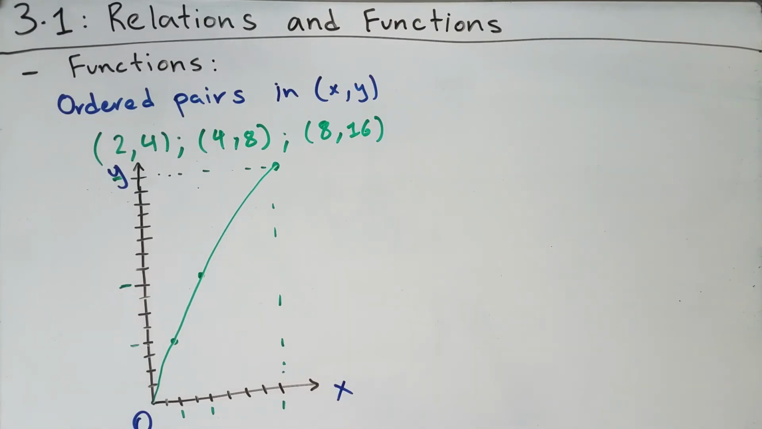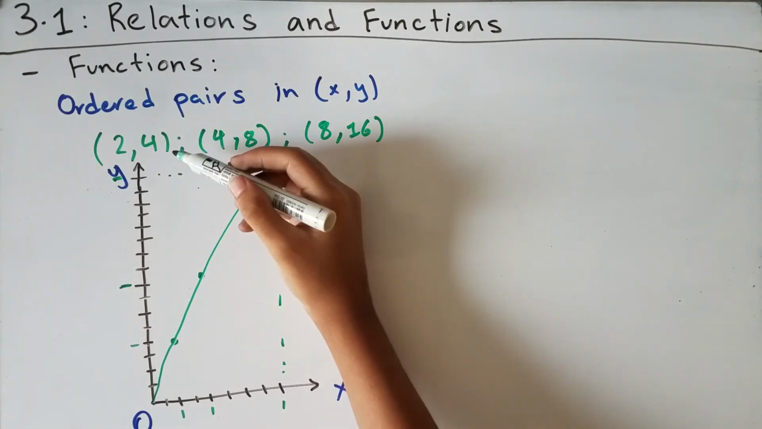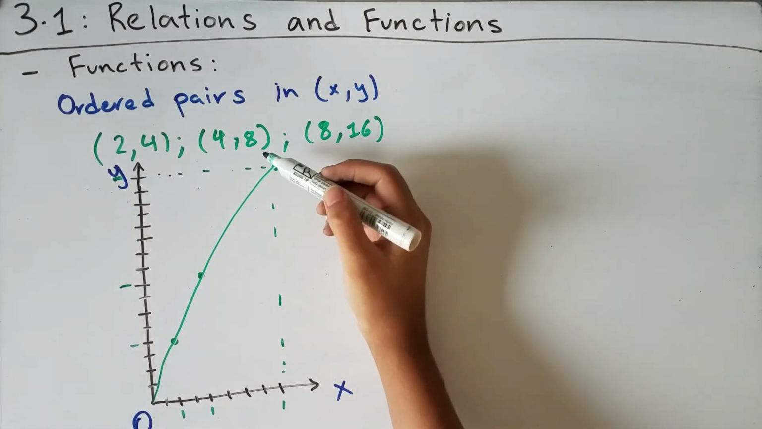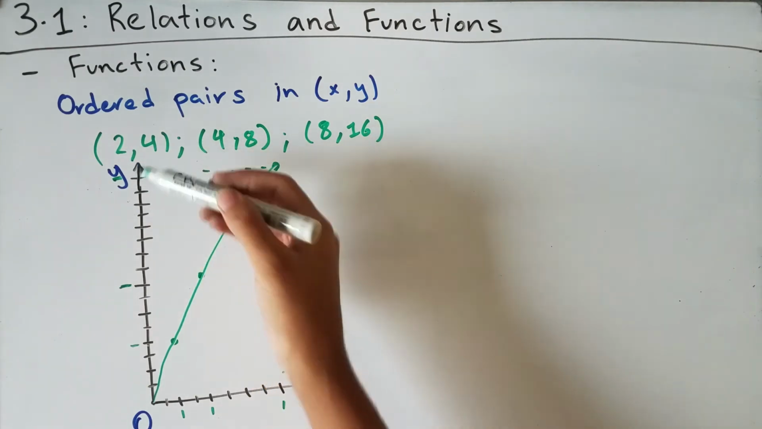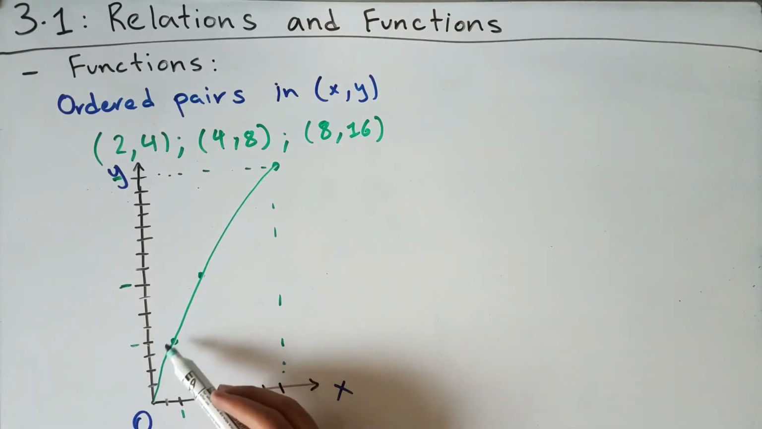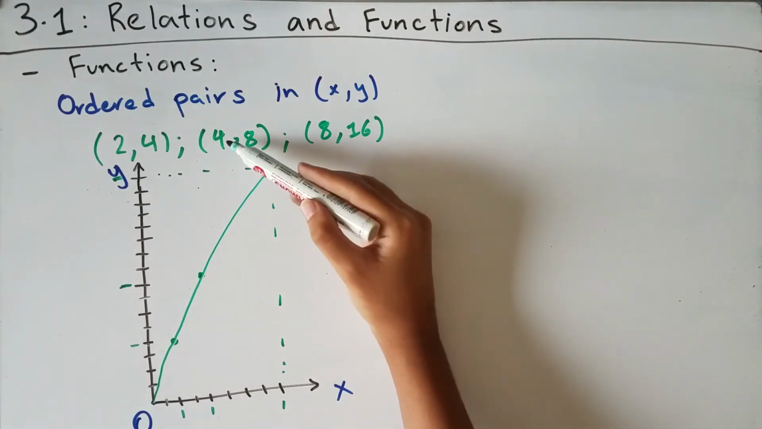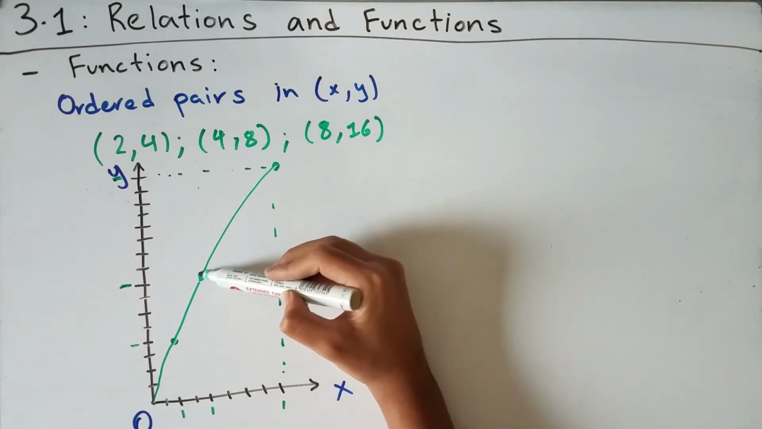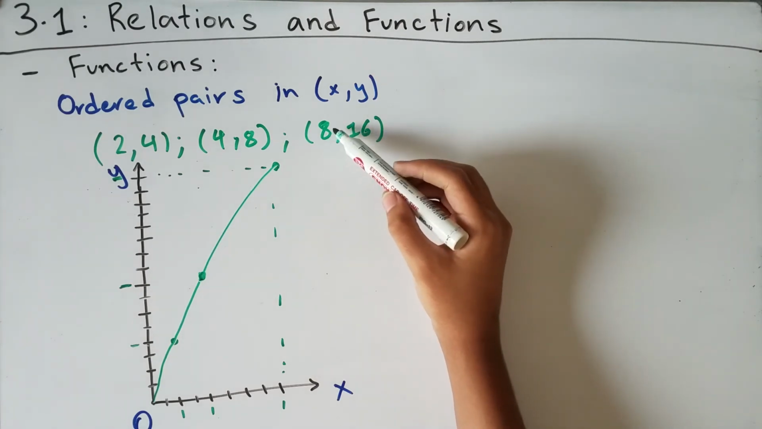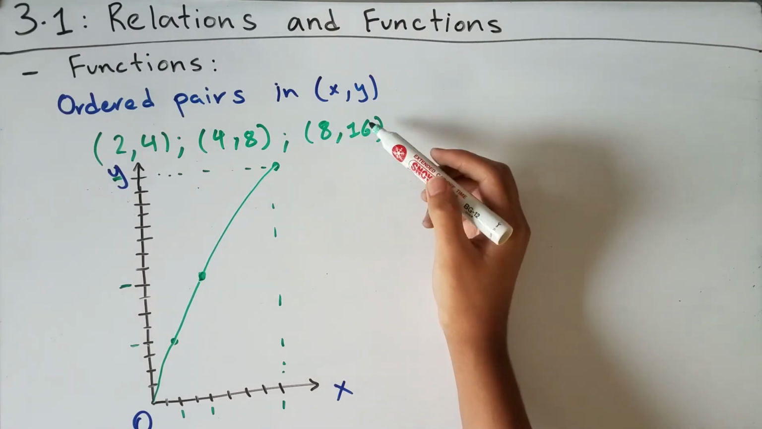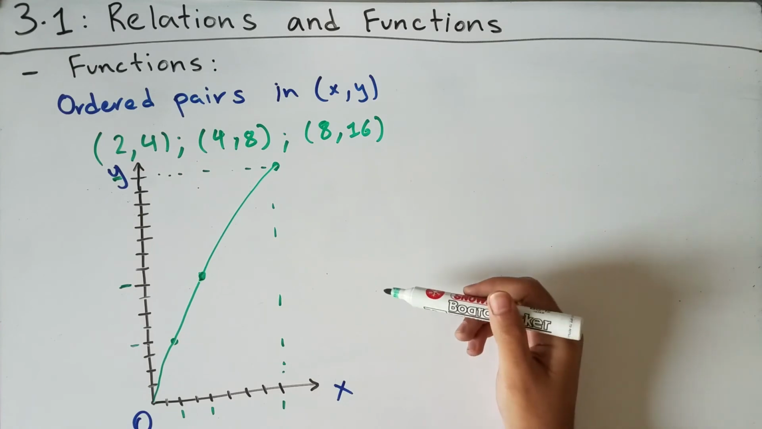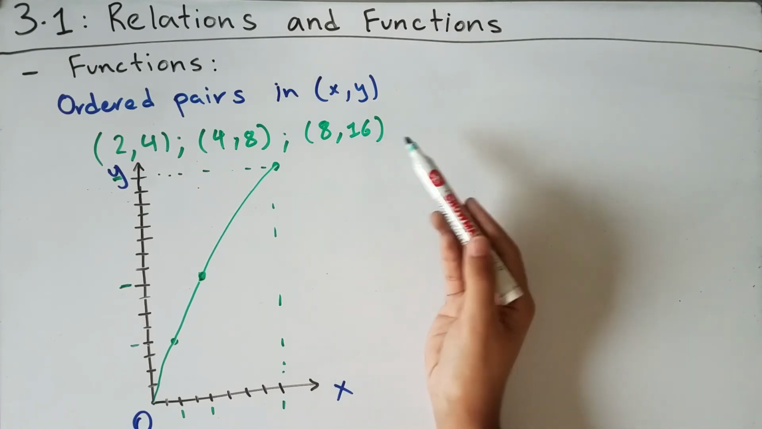Now let's ask ourselves, is this a function? Well, for a relation to be a function, we know that for every input value, we have to have one output value. So here we have 2 corresponding to 4, and no other input value has 4 over here. And we have 4 corresponding to 8, and there's only one value of 4 that is corresponding to 8, so so far we're good. And we have 8, which is a unique value corresponding to 16. So this is a function because we have no duplicate values for x corresponding to an output.